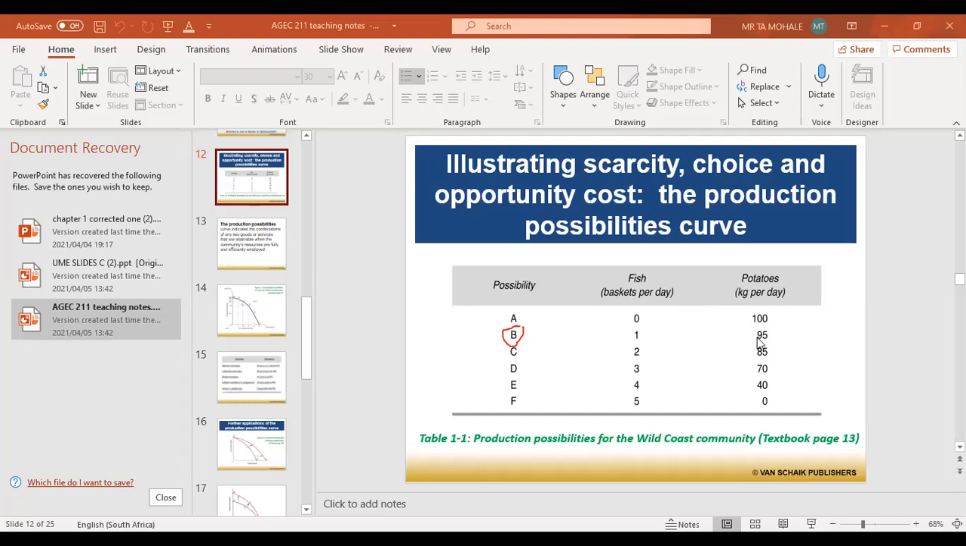So this person is losing 5 quantities of potatoes per day when he produced 95 of them, because he had an opportunity of producing a maximum of 100, but he decided to produce 95. Therefore, he loses 5 of them. Does it make sense now? Yes.